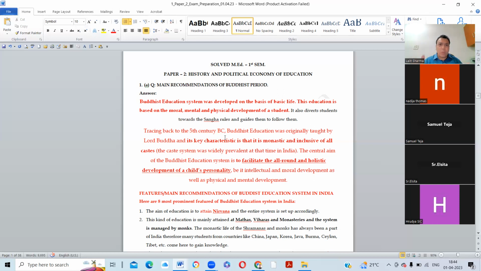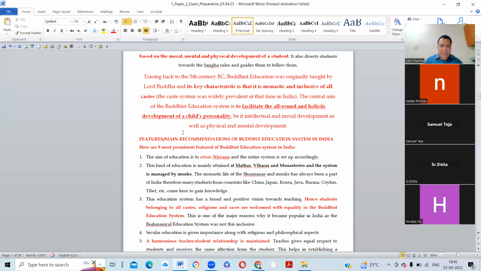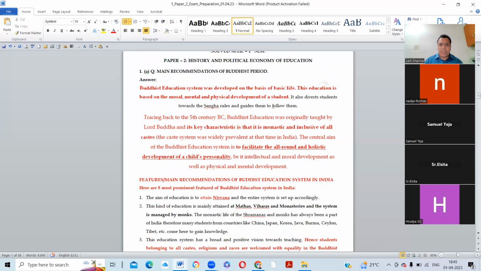But whatever you have to do, read the question once, twice, and thrice. So it is talking about main recommendations of Buddhist period, right? So, guys, you can say that it is around the Buddhist education. Buddhist education system was developed on the basis of basic life. This education is based upon moral, mental, and physical development of a student. First of all, you have to talk a little bit, because he is asking about the main recommendations of the Buddhist period.